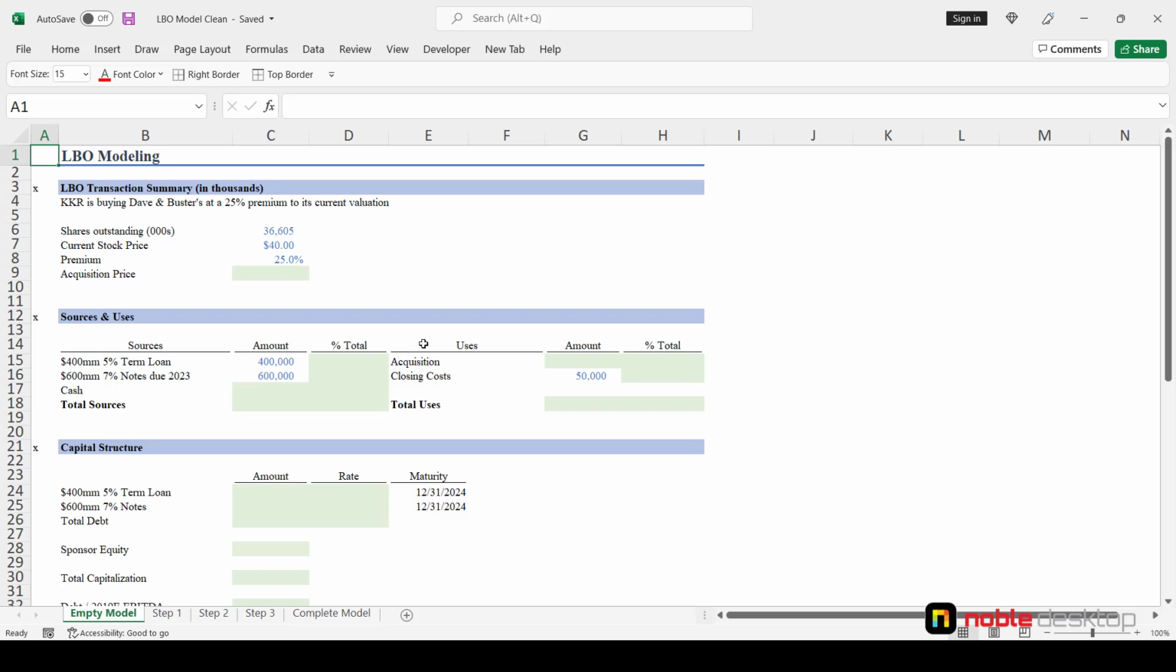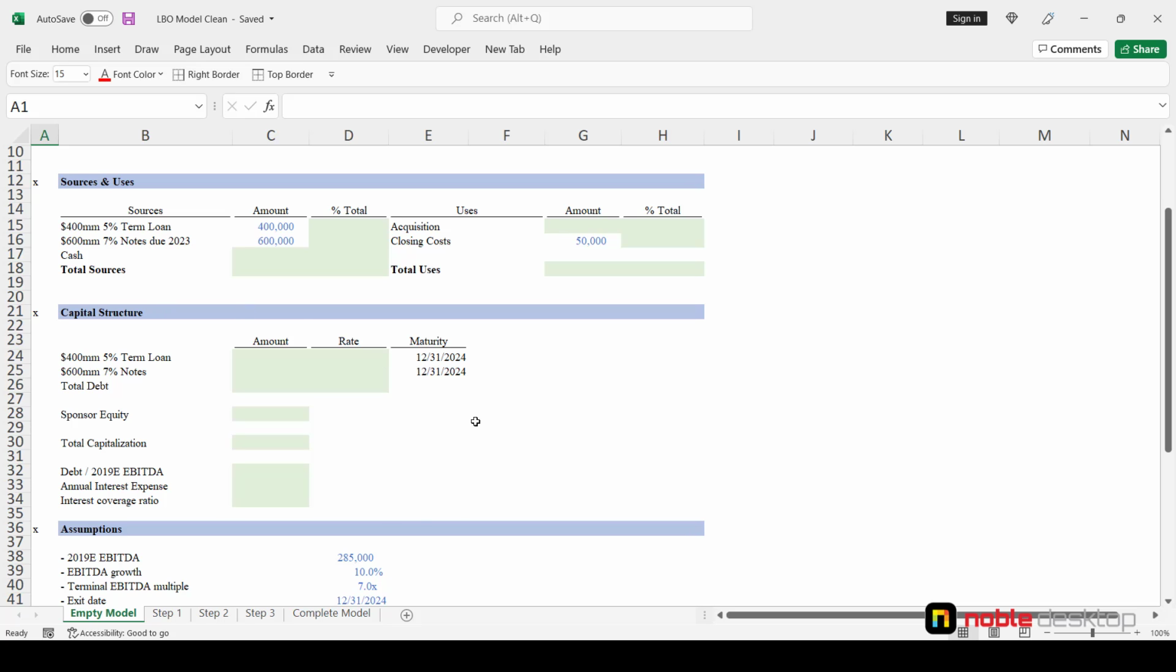The sources and uses table is a summary of the amount of funding required to complete an LBO transaction. Then we would go into calculation of the capital structure, which refers to the specific mix of debt and equity used to finance an LBO transaction.